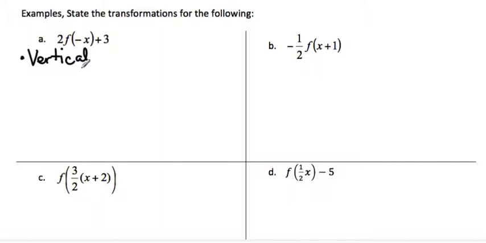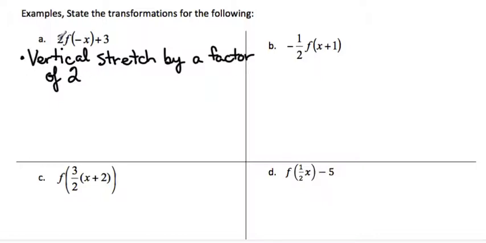Now, since it's outside the function and it's multiplying, it's going to be a vertical stretch. So it's a vertical stretch, which means that there's a factor. So by a factor. And now with A, the factor is the number we see. So it's a factor of 2. So I've completed that one. I'm going to pick a different color to do my next one.